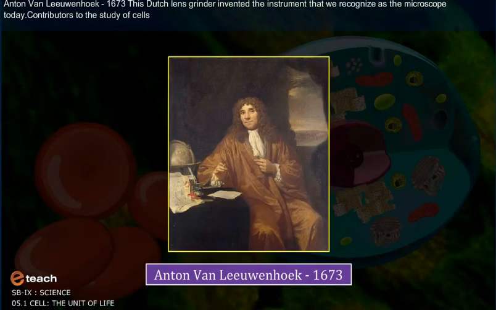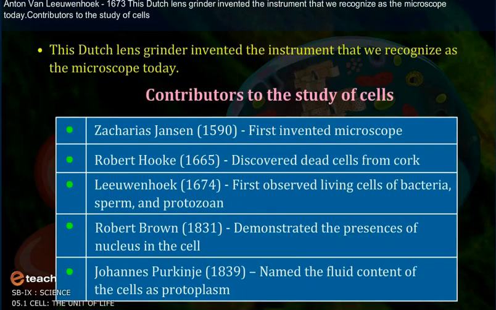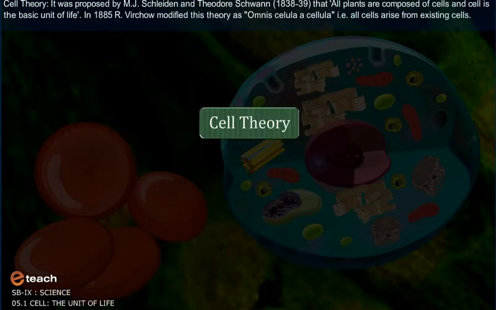Anton van Leeuwenhoek, 1673. This Dutch lens grinder invented the instrument that we recognize as microscope today. A table below shows the contributors to the study of cells.